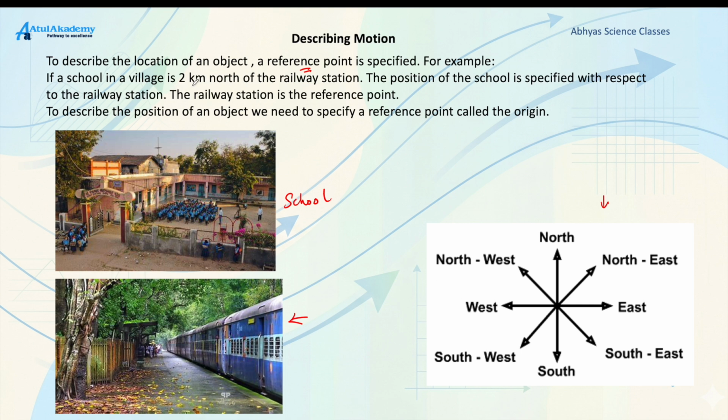So if the school in a village is 2 kilometer north of the railway station, the position of the school is specified with respect to the railway station. So railway station is the reference point here. To describe the position of an object, we need a reference point, which we also call the origin. So the school is 2 kilometers north to the railway station. So if you reach the railway station, you have to move 2 kilometers towards north.